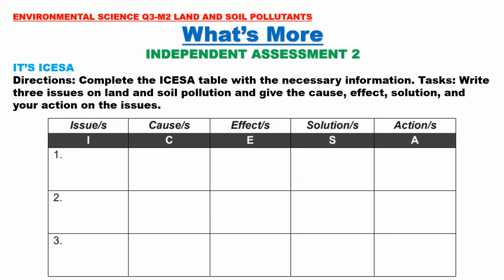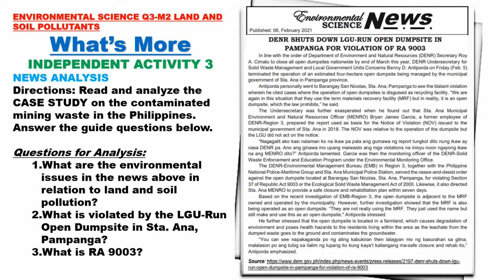So next, Independent Assessment 2: It's ICESA. Complete the ICESA table with the necessary information. Write 3 issues on land and soil pollution and give the cause, effect, solution, and your action on the issues.